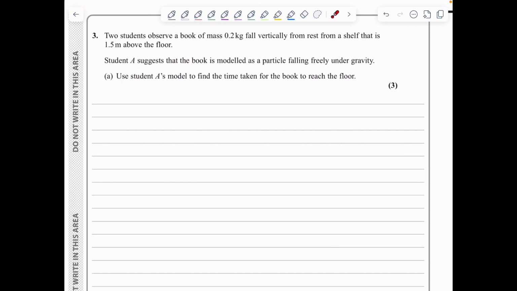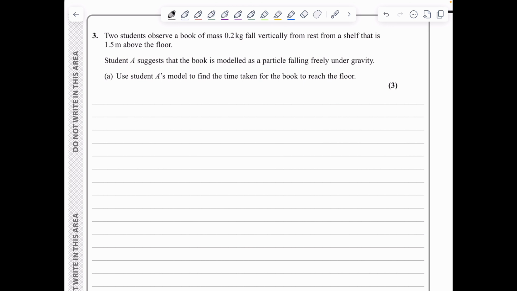In question 3, two students observe a book of mass 0.2 kilograms falling vertically from rest from a shelf that is 1.5 meters above the floor. Student A is suggesting that we model this as a particle falling freely under gravity, and we need to use this model to find the time taken for the book to reach the floor.